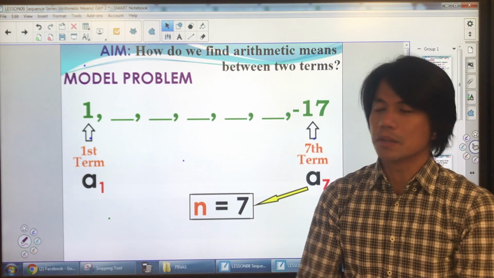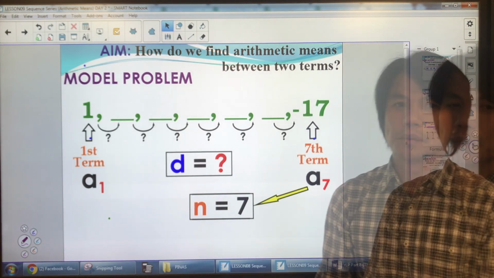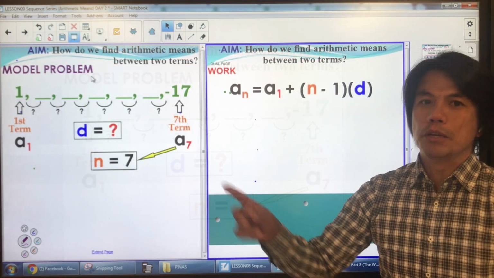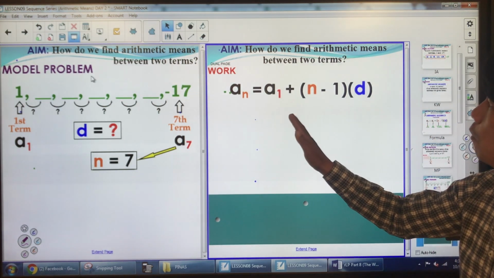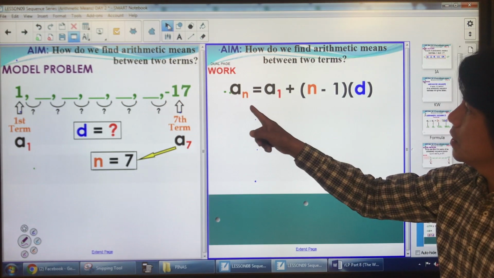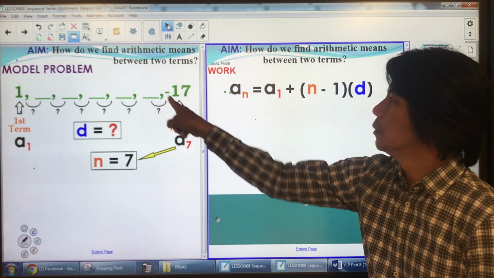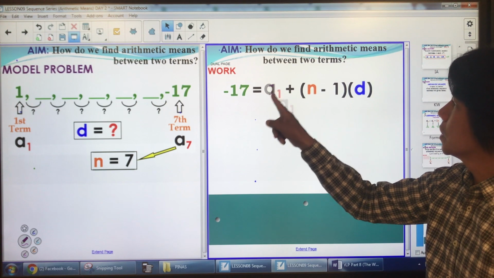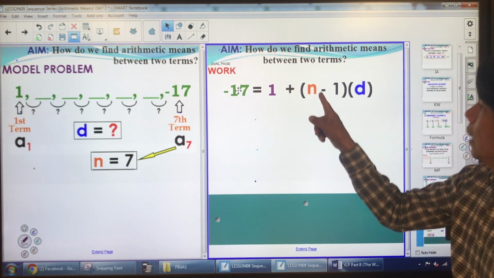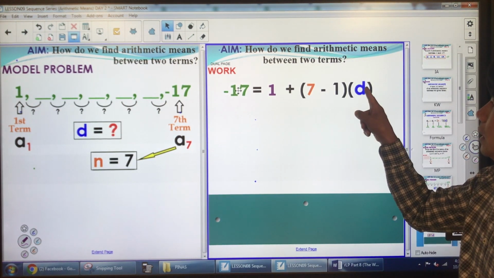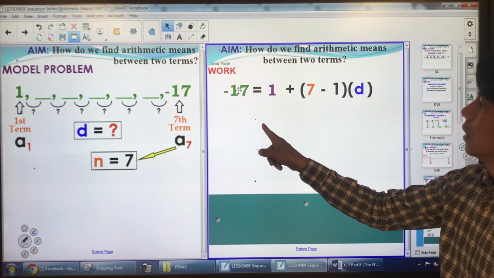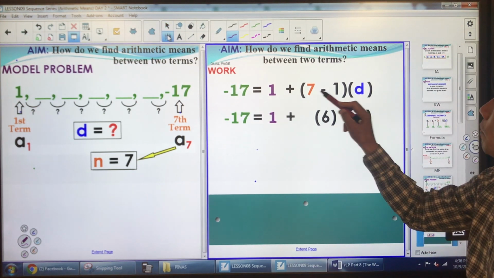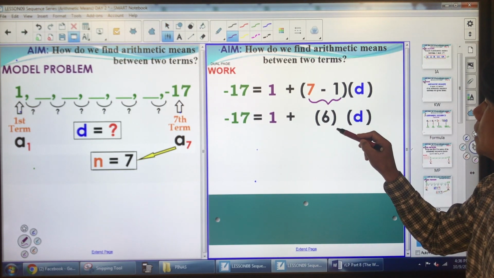What's unknown? Our common difference. We don't know how the numbers progress, right? By using that information and the formula, we just simply substitute a sub n, which is negative 17. A sub 1 is 1 now. And n is 7, d is unknown. Let's continue. So we just again subtract 1 from 7, that's 6.